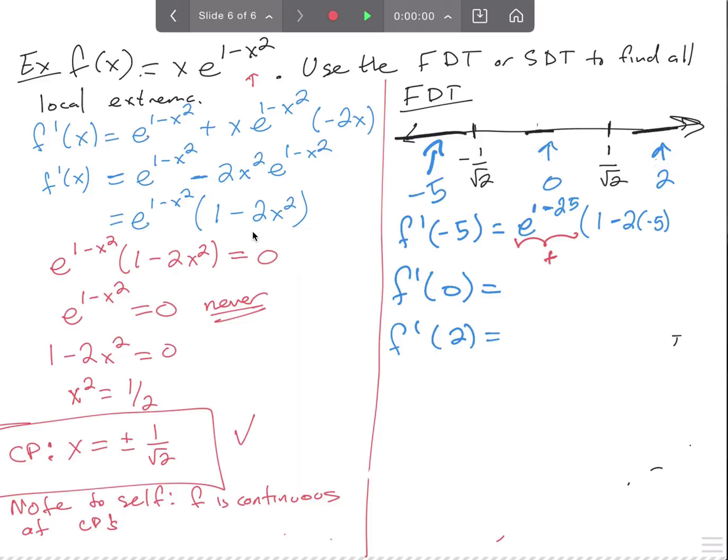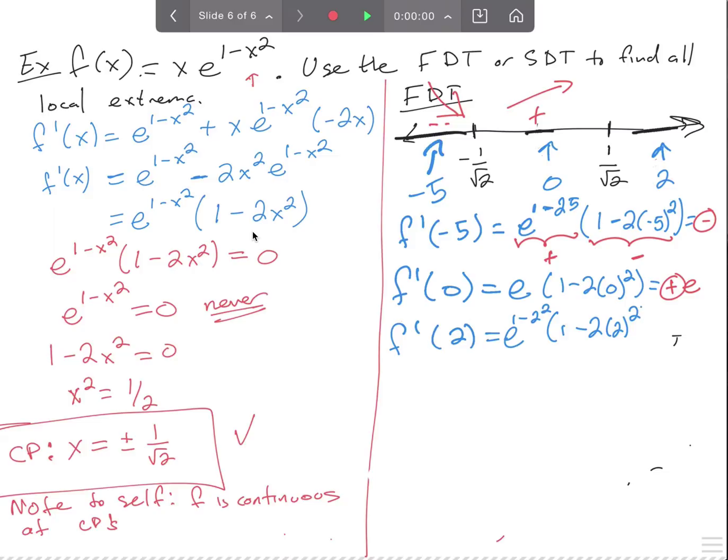So here, is this going to be positive or negative? It's going to be negative, right? Okay. So what does that mean? Decreasing right there, right? Okay. And then if I plug in 0, I get e times 1 minus 2 times 0 squared, which is what? Okay, positive. Now, is it always going to alternate like that, plus, minus? No, right? Okay, and then if I plug in 2, what do I get? 1 minus 2 squared. And that's going to be negative. So that means it's decreasing.